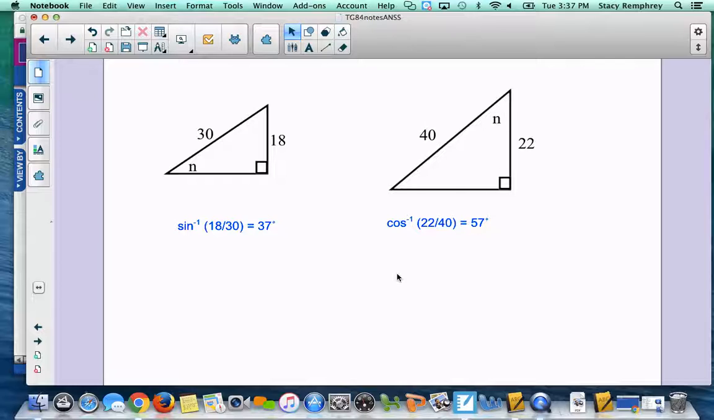Again, you have to look at what you have to decide. It is kind of every time. So here's N. I have the adjacent. I have the hypotenuse. Which trig function goes with adjacent and hypotenuse? Cosine. I used inverse cosine.